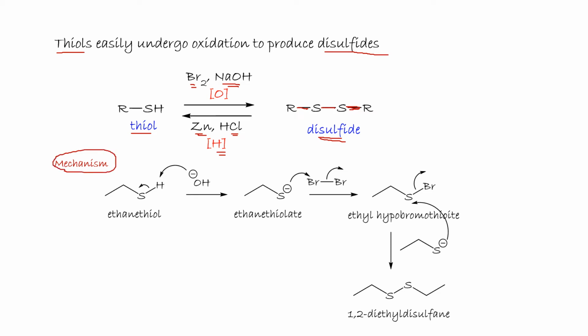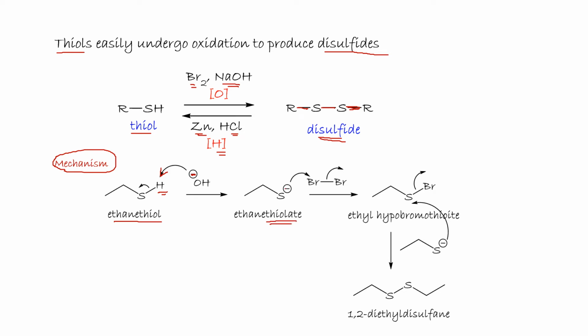What about the mechanism for the oxidation? Ethane thiol in the presence of bromine, sodium hydroxide. Sodium hydroxide will take the initiative. First step, proton transfer, deprotonation of the thiol to form thiolate.